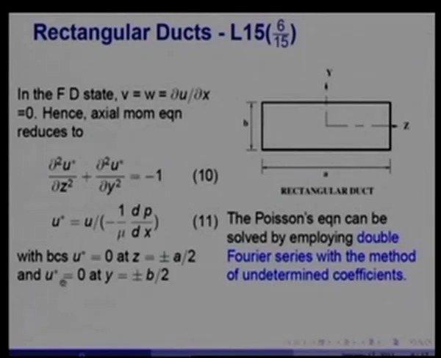And what are the boundary conditions? If you say that the duct dimension is b on the narrower side and a on the longer side, then u star is equal to 0 at plus and minus a by 2, and it is also equal to 0 at plus and minus b by 2. Now, a Poisson equation of this type can be solved by employing double Fourier series with the method of undetermined coefficients, and I will briefly explain what that method is.